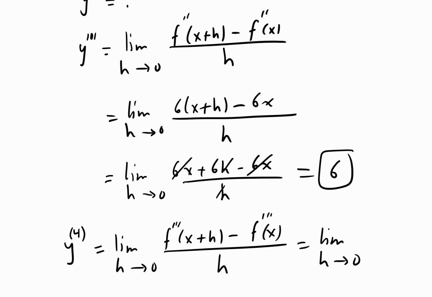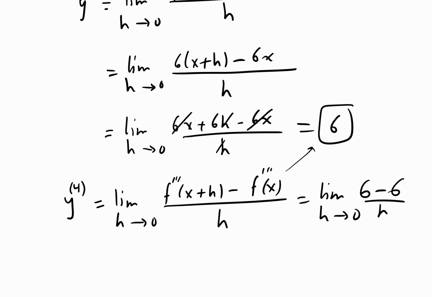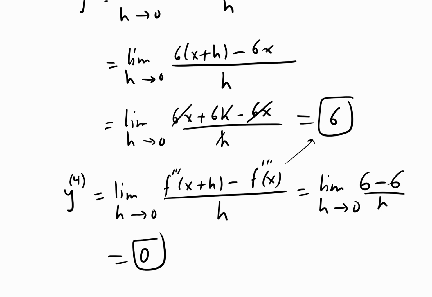Limit as h goes to 0. F triple prime we just found is 6. So if you replace x plus h for x, there's no x, so you just keep it 6. And this one is also 6 over h. So you get 0 over h, which is 0. And anything beyond that is going to always stay 0.